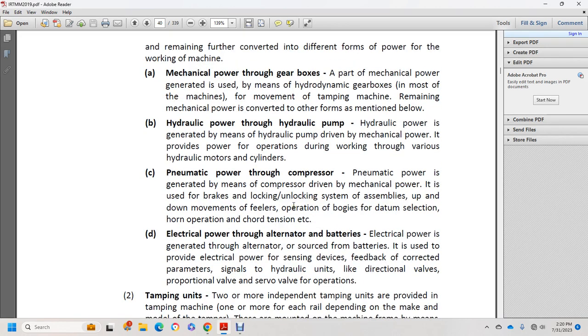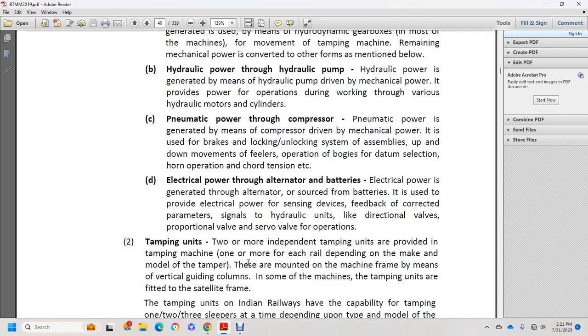D. Electrical power through alternator and batteries. Electrical power is generated through the alternator from the batteries. It is used to provide electrical power to sensitive devices, feedback of the corrected parameters, and signals to the hydraulic units: the differential valve, proportional valve, and servo valve operation.